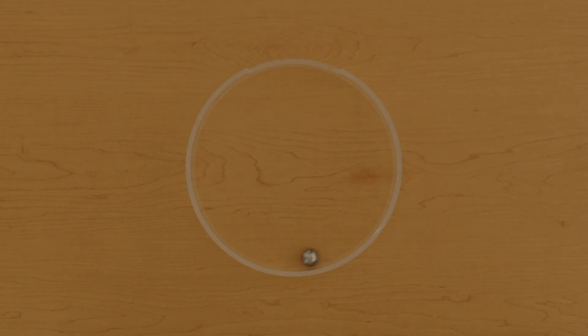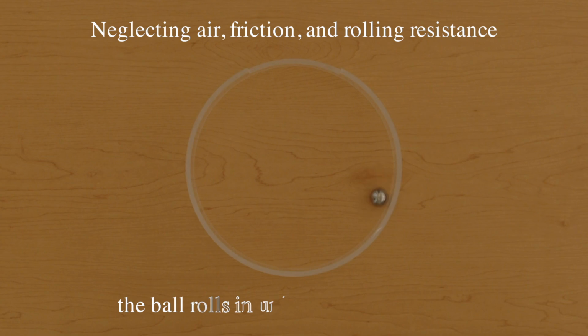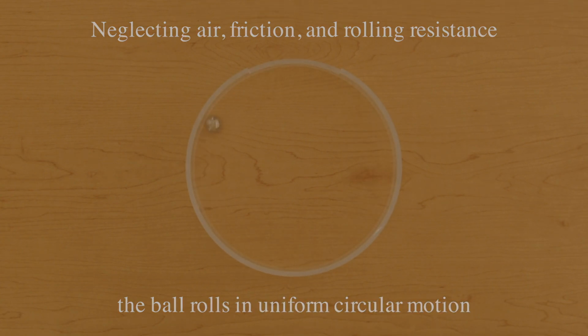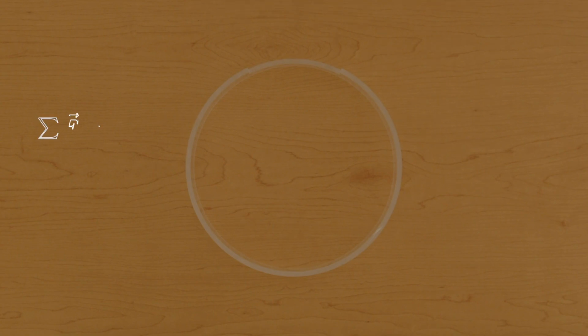Here's the motion of the ball when viewed from above. Of course, in any real experiment, there's going to be friction, air drag, and rolling resistance. But these are minor effects that we're going to ignore. With these assumptions, the ball moves in uniform circular motion, so let's apply Newton's second law in the horizontal direction.